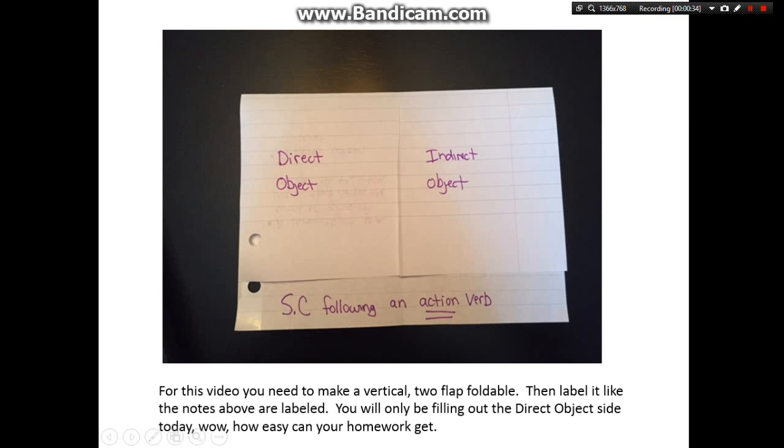There we go. For tonight's lesson, you are going to be making a 2-flap horizontal foldable. So put the holes on the correct side, on the left side, and then fold it over and make it 2 flaps. Label the notes listed below. These are subject complements that follow an action verb. Label the left side direct object and the right side indirect object.